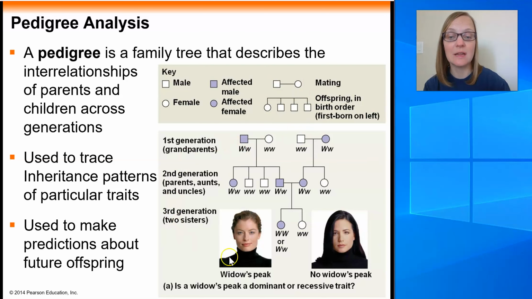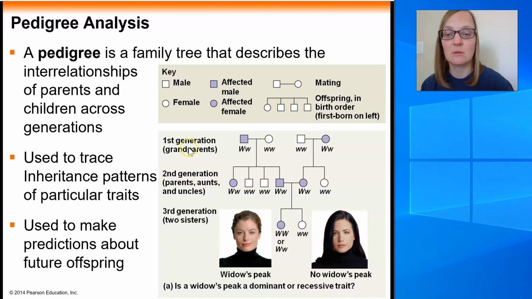And so down here, this pedigree is looking at a very benign character trait. This is the widow's peak. So you can see that this particular individual, she has her hairline kind of dipping into her forehead here. That is called a widow's peak. Whereas this sister here, she has a straight hairline. The widow's peak is the dominant trait. The straight hairline is going to be the recessive trait.